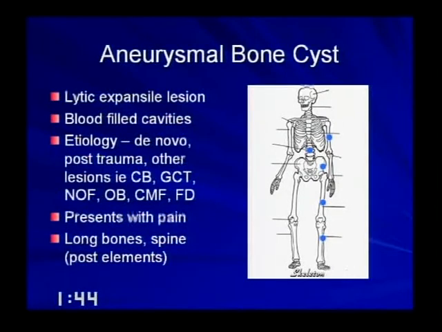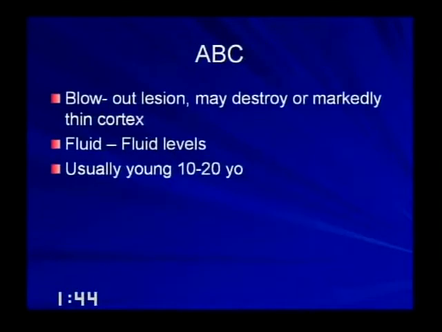But they can also arise secondary to chondroblastomas, giant cell tumors, non-ossifying fibromas, osteoblastomas, chondromyxoid fibromas, and fibrous dysplasia. Okay, so with aneurysmal bone cysts, always be careful. If you see something that looks like an ABC, don't just blow it off as an ABC. There may be an underlying lesion. ABC, always be careful. Usually young patients.